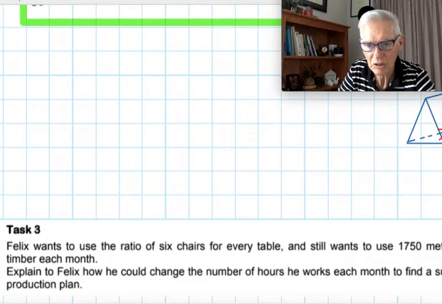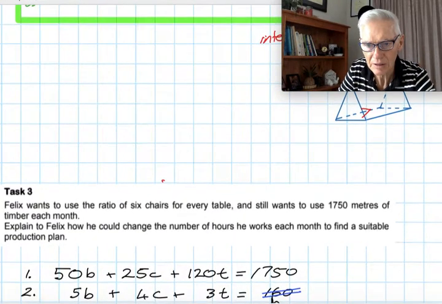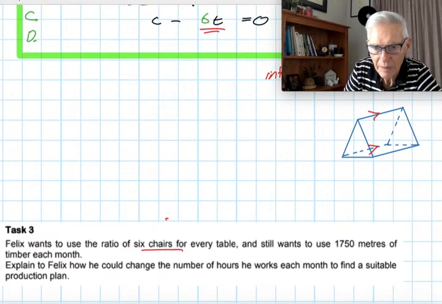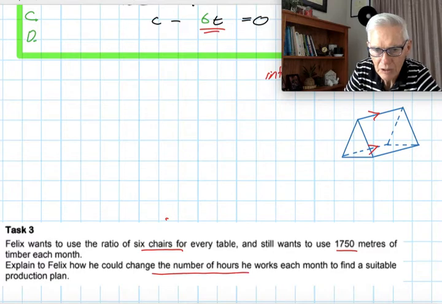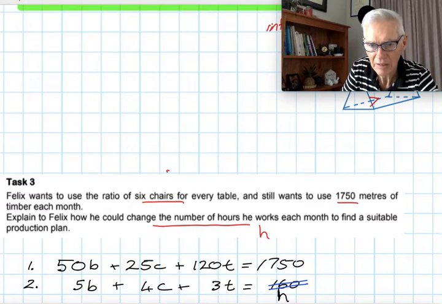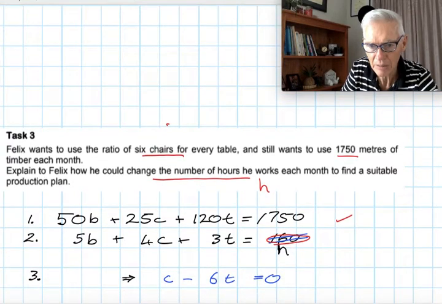He still wants to use the ratio of 6 chairs for every table. I'll just get the question there. So he wants 6 chairs for every table. He wants to use 1750 meters of timber each month, but he's going to change the number of hours. So we're going to change hours to H, and we'll have a look at his plan. So instead of having 160 here, I change it to H. Equation 1's the same. Change this to H, and we'll leave the C minus 6t because he wants the same ratio of chairs to tables.